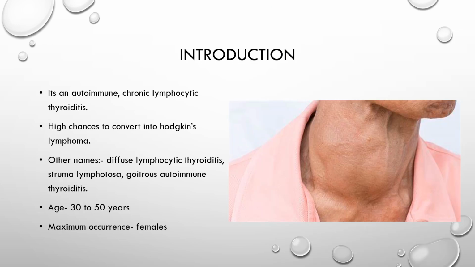So what is Hashimoto's thyroiditis? It is actually an autoimmune chronic lymphocytic thyroiditis which has a high chance to convert into Hodgkin's lymphoma. The other names that are used to define Hashimoto's thyroiditis are diffuse lymphocytic thyroiditis, struma lymphomatosa, goitrous autoimmune thyroiditis. The incidence occurs more in females between the age of 30 to 50 years.